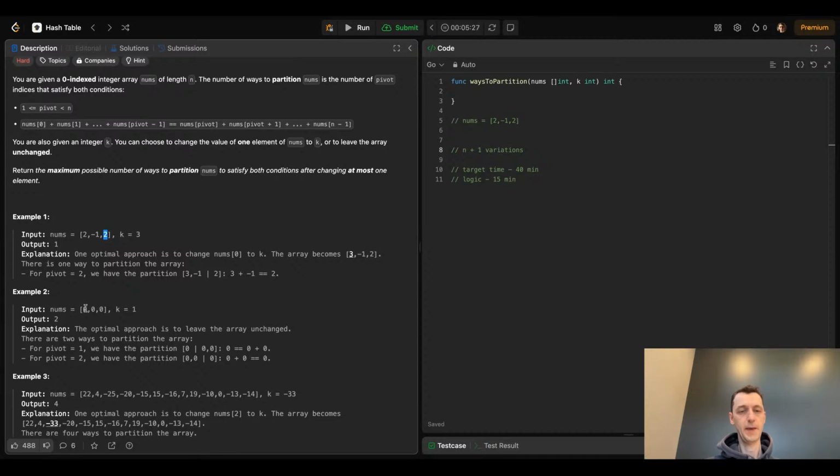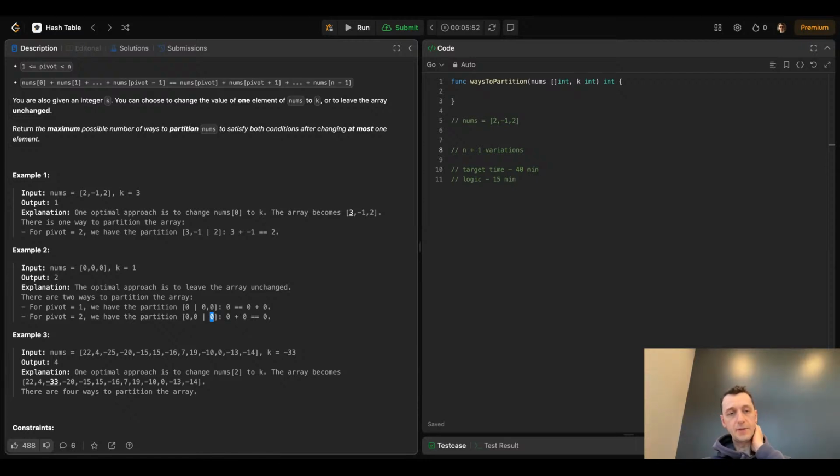Zero gives us 2. Leave it unchanged, and we have 2 and 1. We don't have a partition, and the pivot has to be at least the second, and at max the last one.